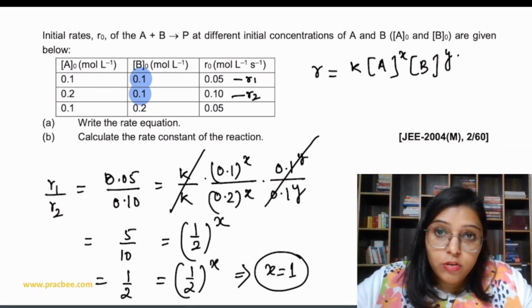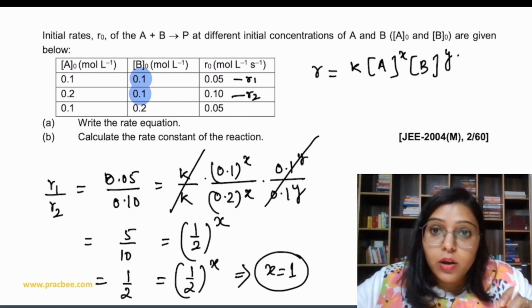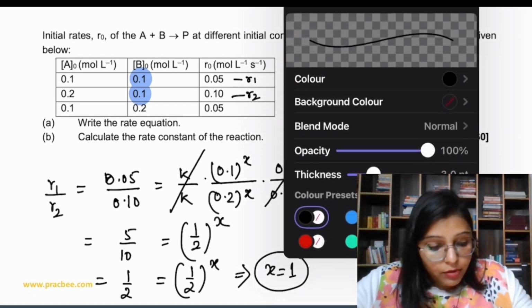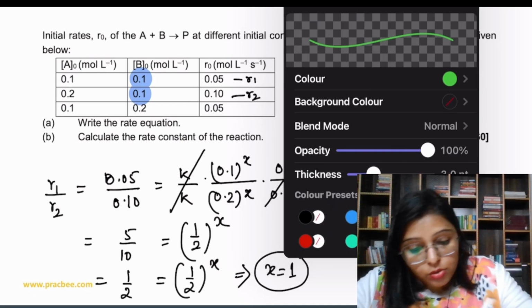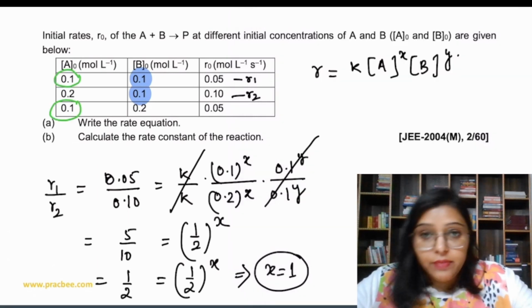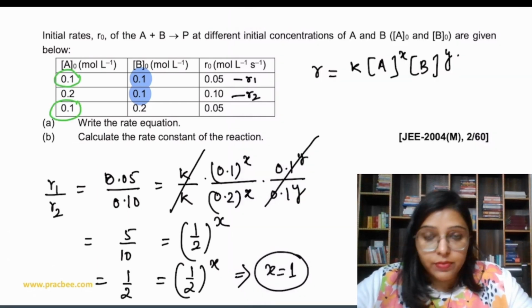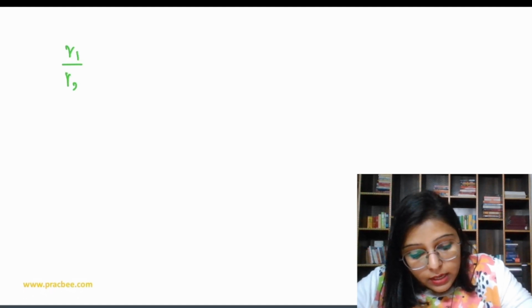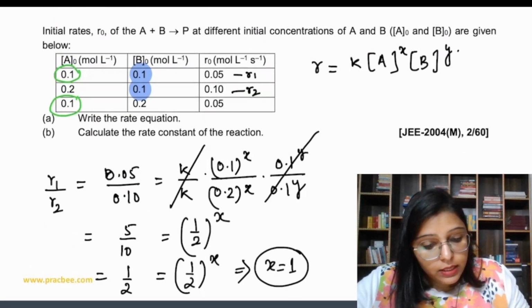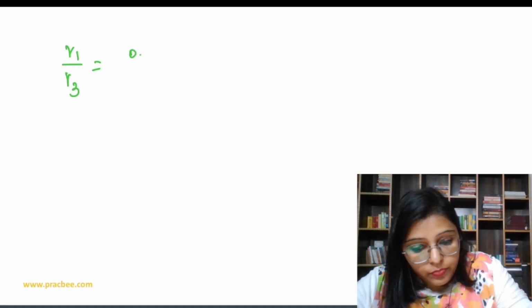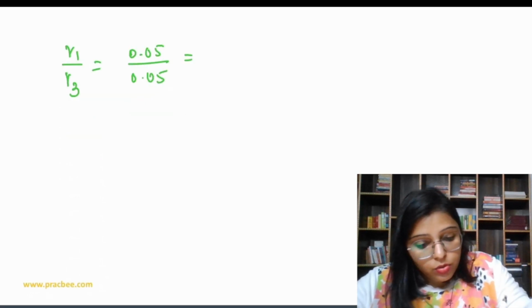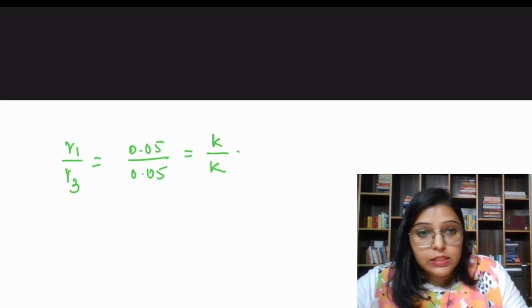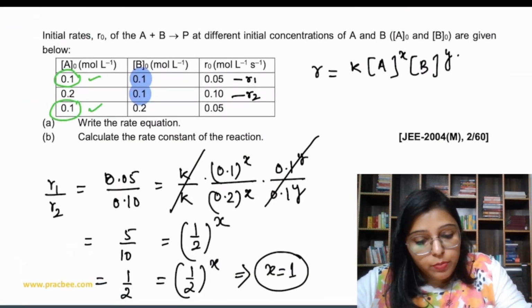Similarly, we are going to solve for B. So we are going to take the rates where the concentration of A is constant, like R1 and R3. ठीक है, so let's take R1 and R3. So the value of R1 and R3 is equal to 0.05, 0.05. Okay, so K, the concentration of A is constant, 0.1, 0.1.